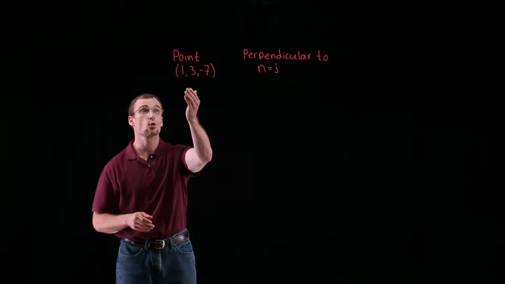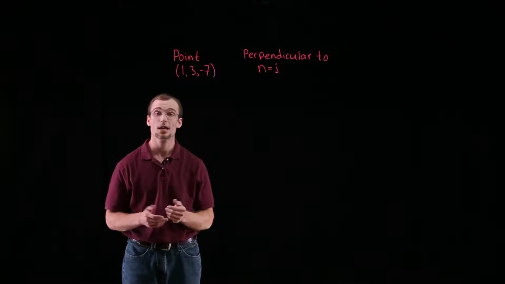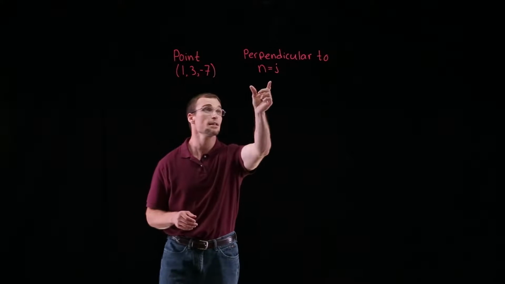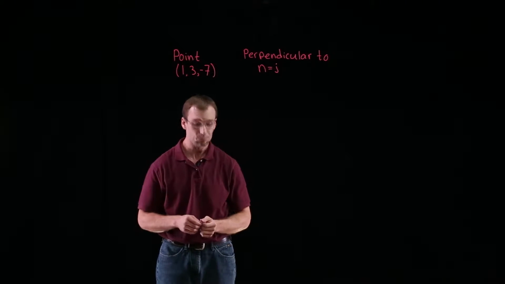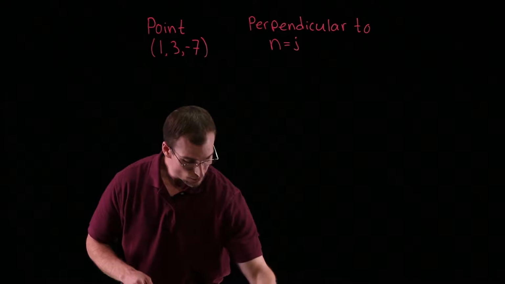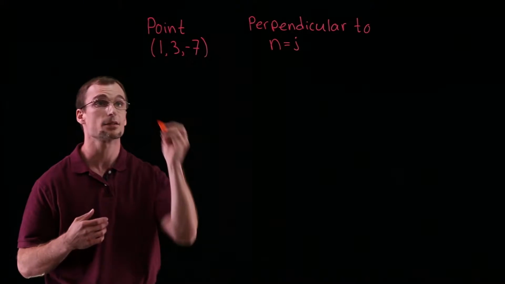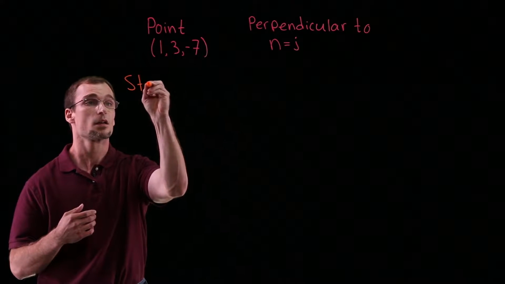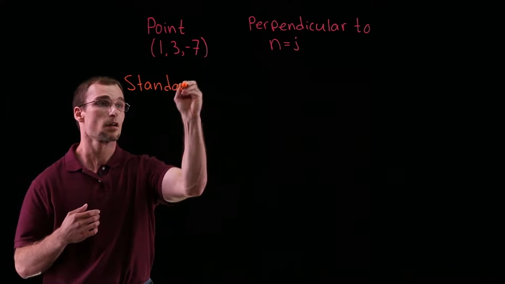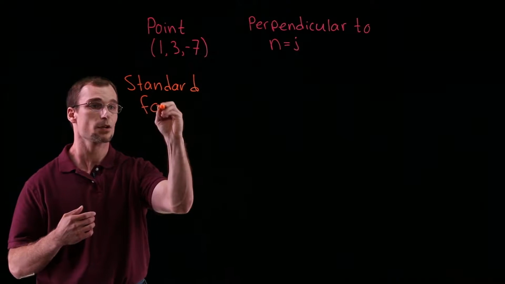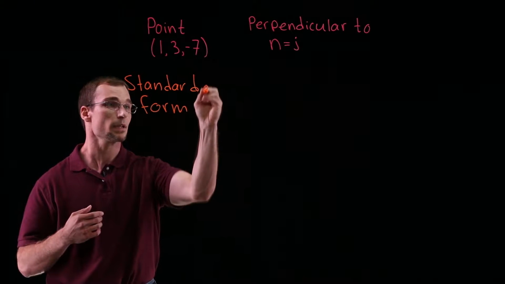In this problem, we're going to be finding the equation of a plane that passes through a given point with coordinates (1, 3, -7) and is perpendicular to the vector n equal to the unit vector j. So, to get started, let's take a look at what the standard form of an equation of a plane is. So we have a standard form and a general form, which we'll take a look at a little bit later.